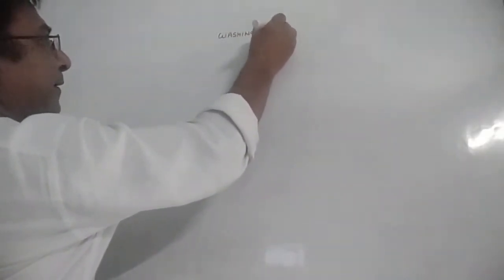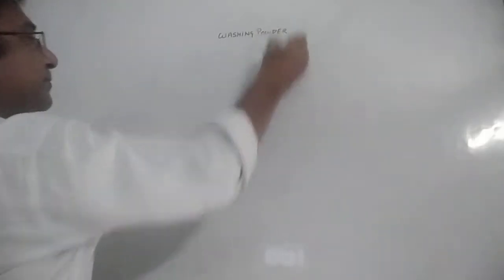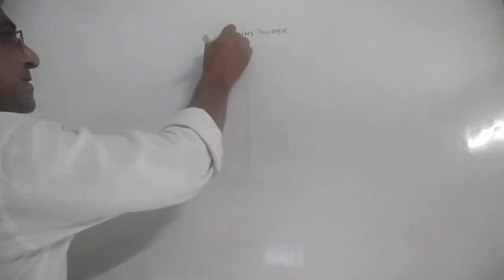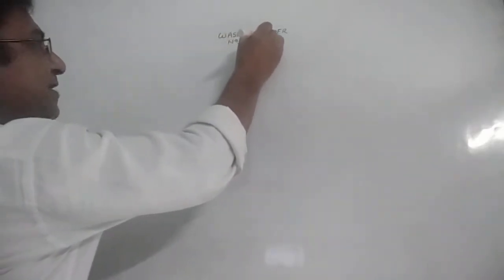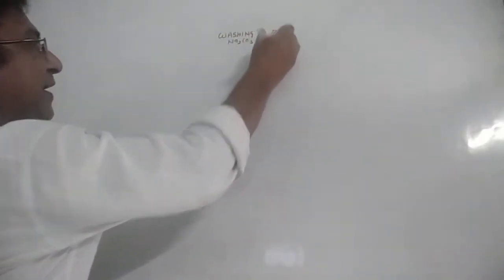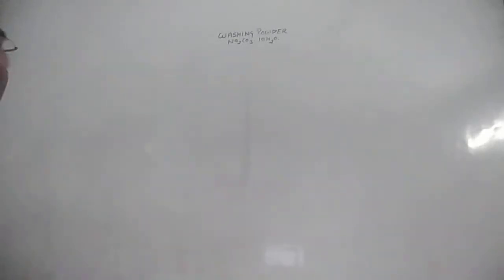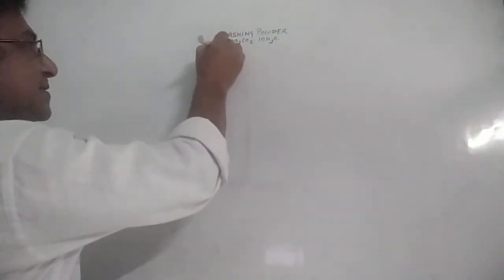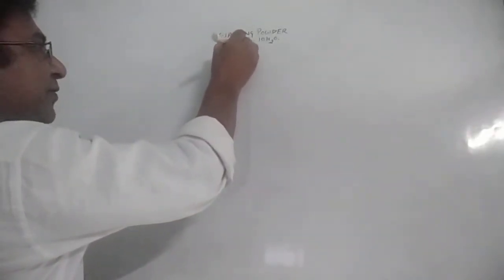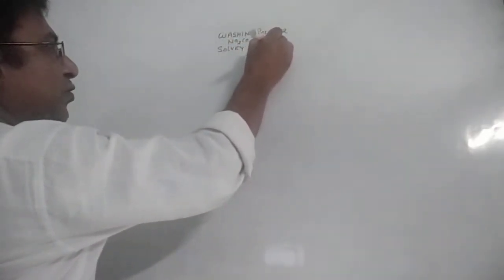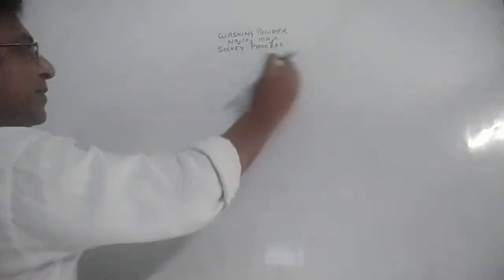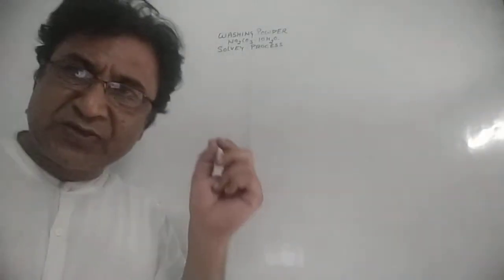Correct? Now, the formula is Na2CO3.10H2O. This is what we have to make. And the process by which we have to make it is the Solvay process. We will discuss a lot about the Solvay process. So I hope in the last video we have discussed, we have to remember all these things. So now let's come to the Solvay process.